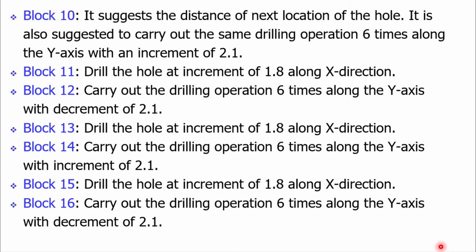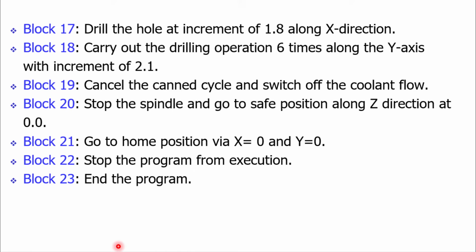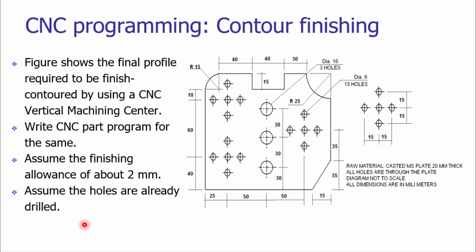Before we study the contour finishing programming, let us look at the meaning of the various blocks from block number 10 to block number 16. Already we have discussed these blocks at length during our discussion. Please read these blocks and refer to them for further programming application. The next set of blocks, that is block number 17 to block number 23, are there in front of you.